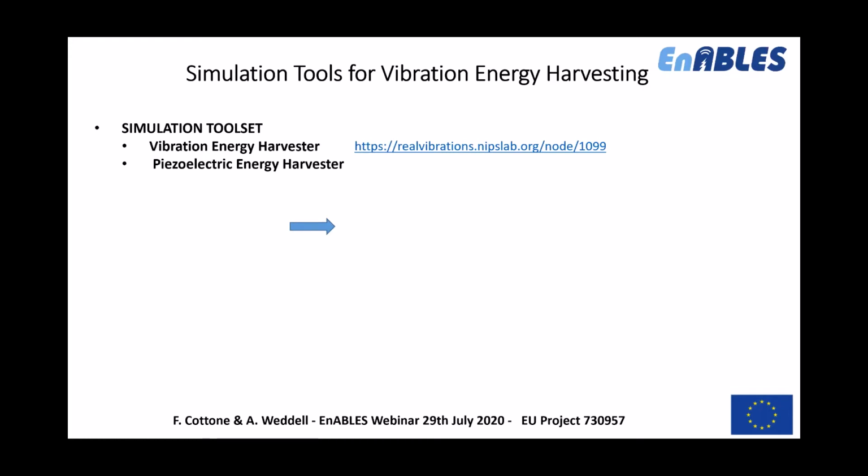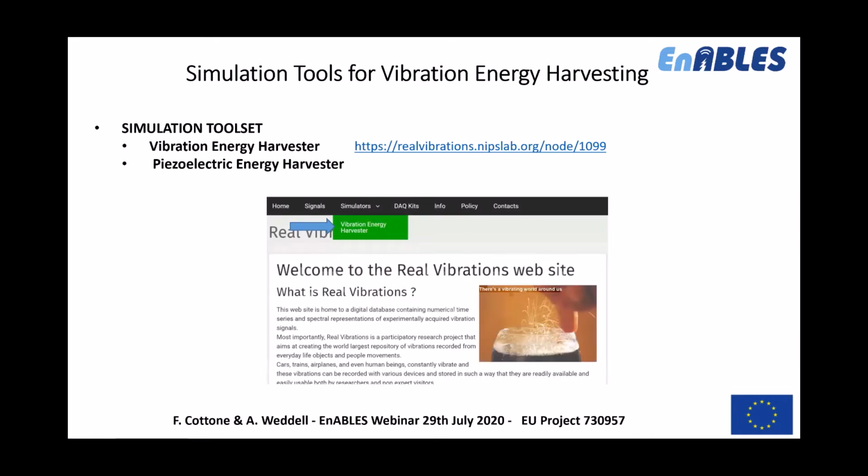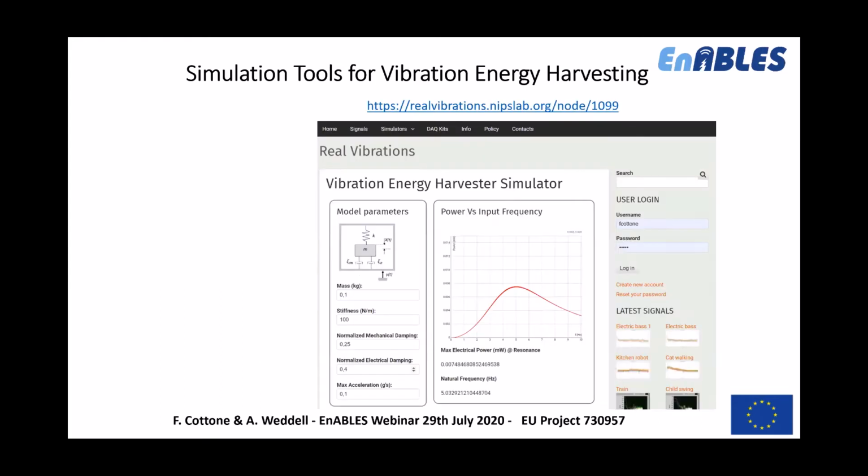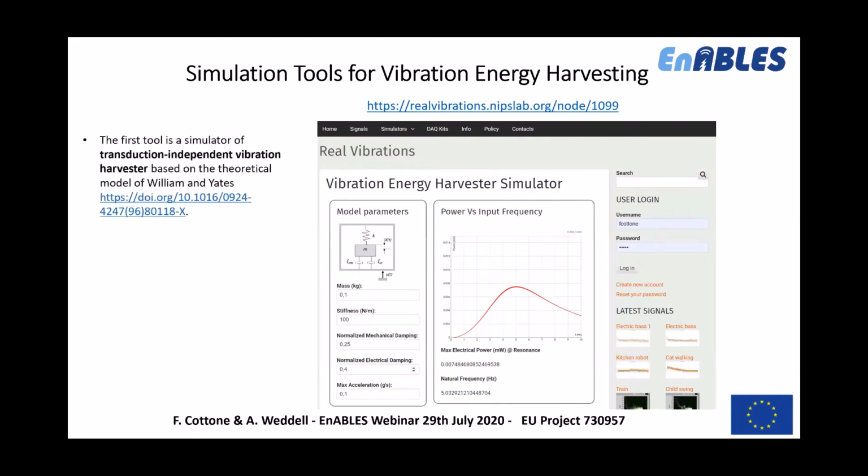At the moment, we have just two modules, two web applications that are available in the Real Vibration website. One is the vibration energy harvester. It's called vibration energy harvester. It's actually very simple and theoretical. It's a simulator based on a very simple theoretical model. It is a very well-known model in the community of vibration energy harvesting from Williams and Yates. Here you can also find the reference to the work, the scientific paper of Williams and Yates about this model.